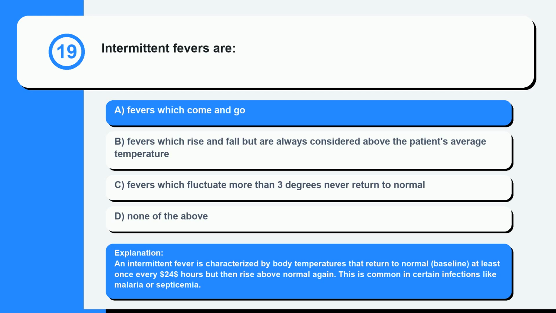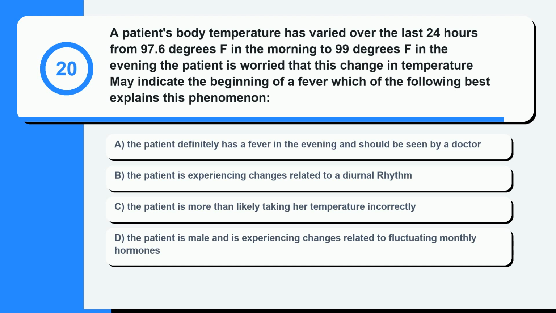Question 19. Intermittent fevers are A. Fevers which come and go. B. Fevers which rise and fall but are always considered above the patient's average temperature. C. Fevers which fluctuate more than 3 degrees never return to normal. Or D. None of the above. The correct answer is A. Fevers which come and go.